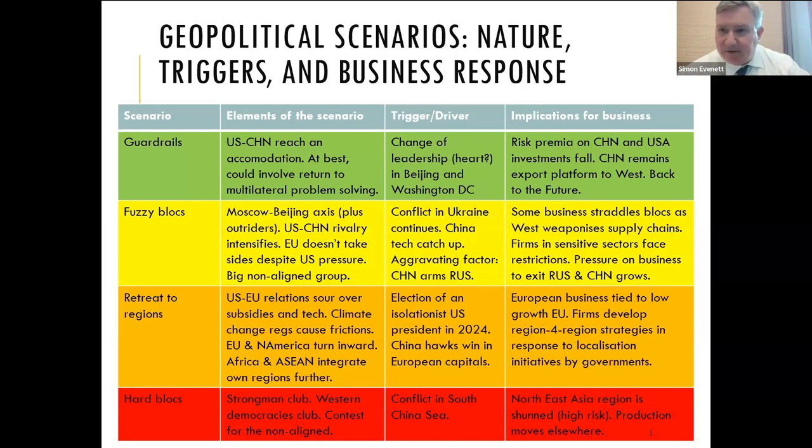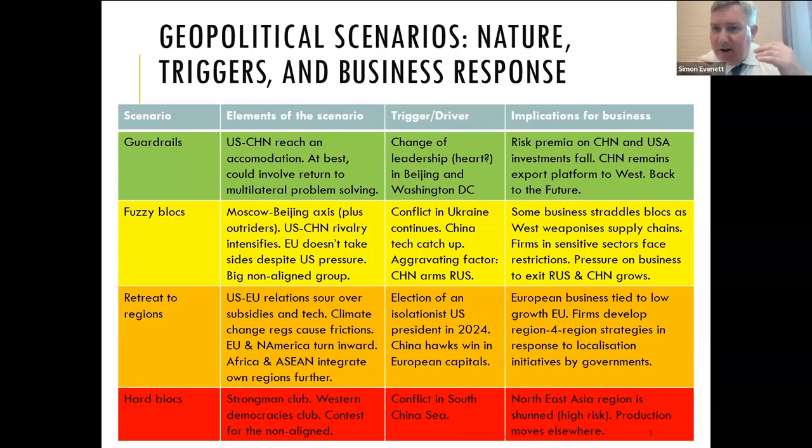The consequences of this for business would surely be that Northeast Asia in its entirety, not just China, not just Taiwan, Korea and Japan, would largely be shunned as places for new investment. Production would move elsewhere, probably to Southeast Asia, possibly to India if it gets its act together. And of course, you would have regional dynamics in ASEAN and Africa too.